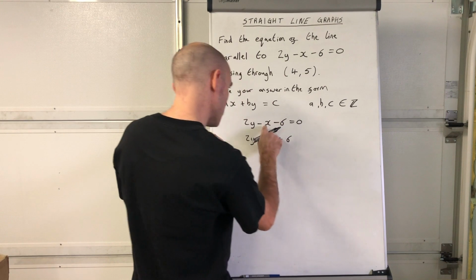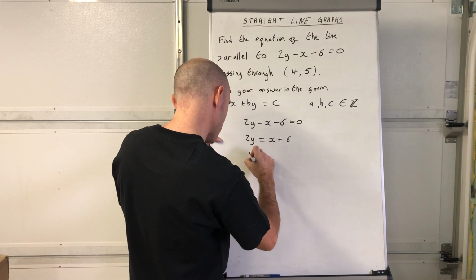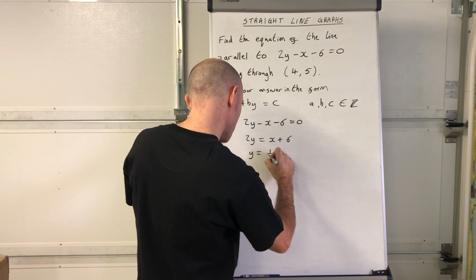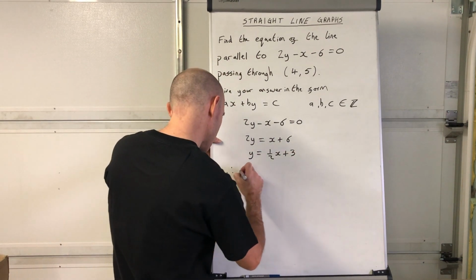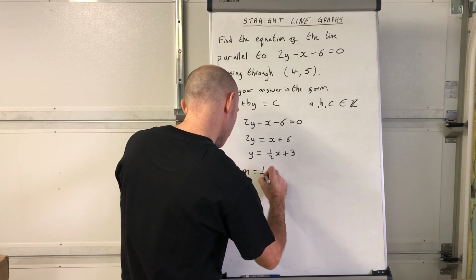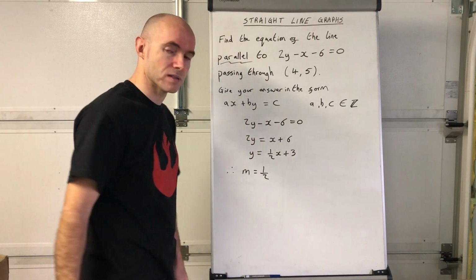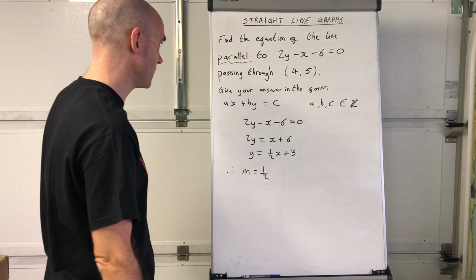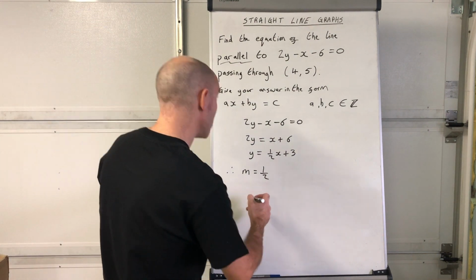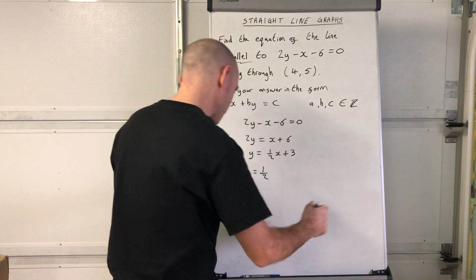So I'm going to put the terms here onto the right hand side. So 2y equals x plus 6, and then divide everything by 2. So y equals a half x plus 3. So that means that the gradient is going to be 1/2. Okay, and then because the line is parallel, that means that the gradient of the line I want to find is also 1/2. Okay. So what I want to do then is find an equation that's got that gradient that passes through 4, 5. Okay.